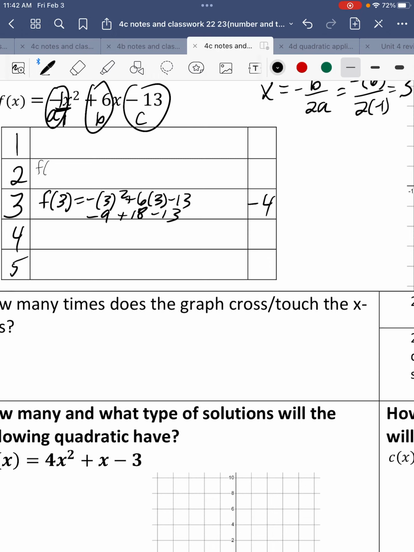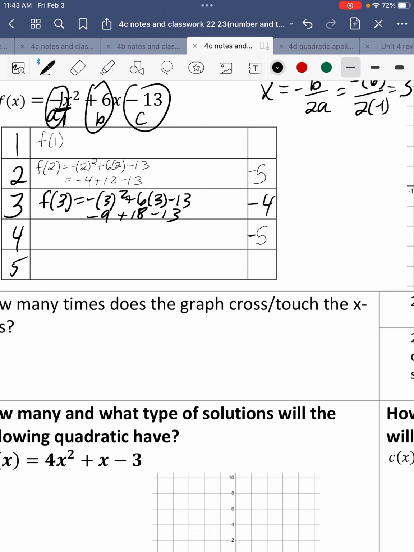So we have f of 2. Substituting 2 in, we're going to find out what the y value is. It's -4 plus 12 minus 13, which is -5. That means if 2 is 1 away from the vertex 3, the x value 4 is also 1 away, so that's going to also be -5.